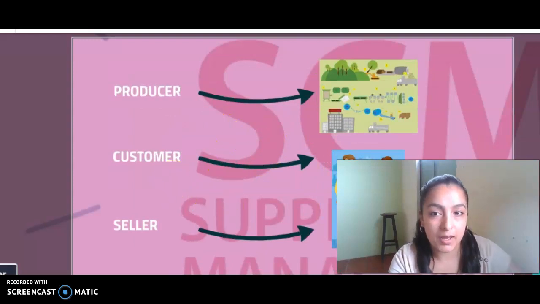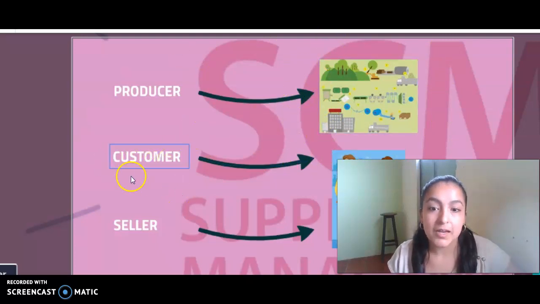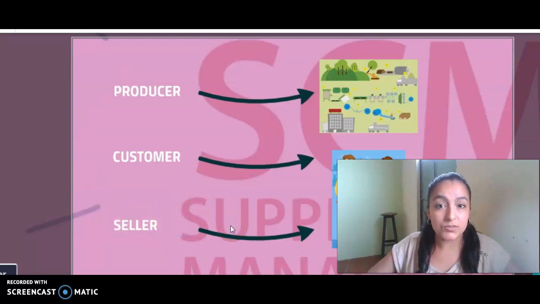Producer, customer, and seller. A producer is someone who creates and supplies goods or services. The customer is a person who, in exchange for a payment, receives services from someone who provides them. And the seller is a person who is entrusted with the sale or marketing of a company's products or services.